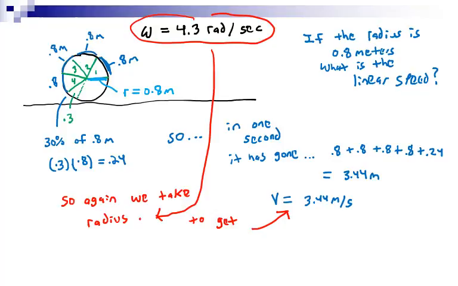So our relationship then, we take our angular speed, which is 4.3 radians per second, and we multiply that by the radius. So we take the radius times the angular speed, and then we get the linear speed, and that is v. And so hopefully that's clear now that you can see that length, and you can see that time. So it works very similarly to the last one there.